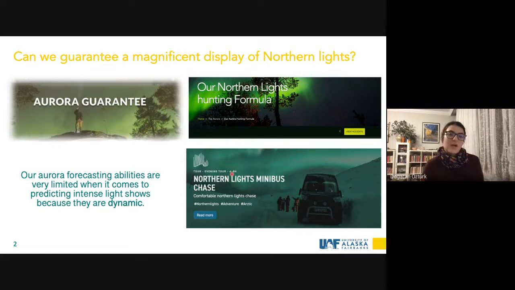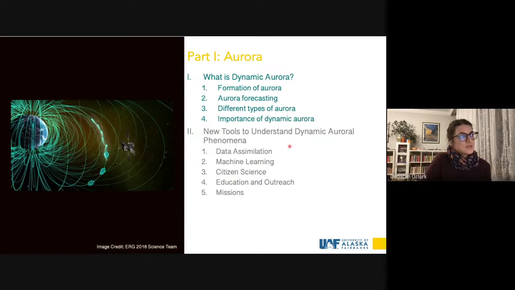So that's why today I want to talk to you about what dynamic aurora particularly is and why our forecasting efforts do not always hold. This is the outline of my talk. I'm going to first talk about the aurora in general and in particular dynamic aurora, also known as mesoscale aurora. Then I will talk about some of the new tools that have been developed at the University of Alaska, or at different institutes, that help us understand dynamic auroral phenomena better.